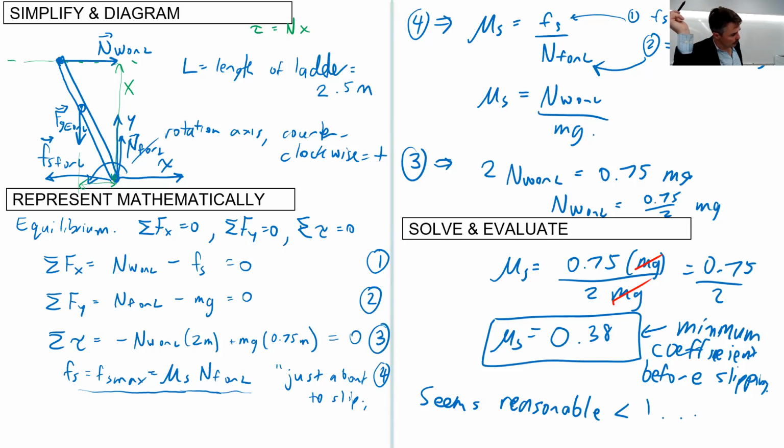Yeah, the mu, the whole equation for that comes from just the fact that it's just about to slip. That's a fourth equation actually, which is that the whole thing is just about to slip. So I set the Fs to be equal to Fs max.